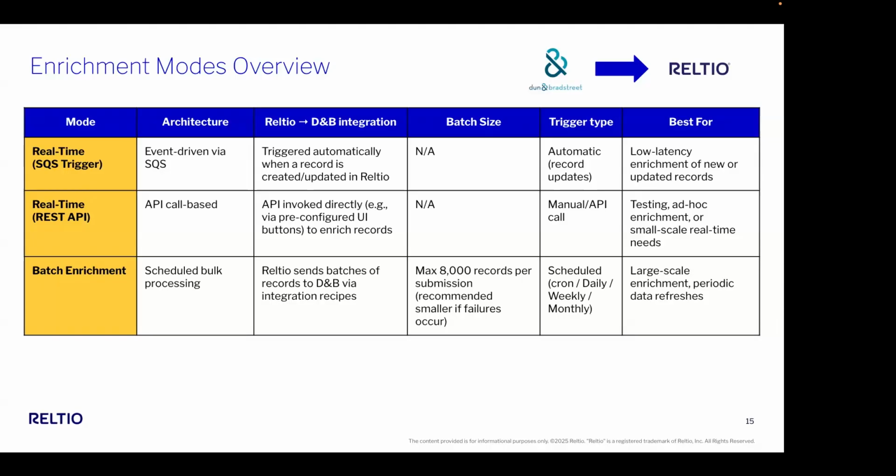And here we can speak to the batch sizes. The recommendation is a maximum of 8,000 records per submission, and ideally smaller if you end up encountering undue latencies. By the very nature of a batch, these can be scheduled at daily, weekly, or monthly frequencies. And again, the enhanced filtering and configurations that we offer help to decide which entities or profiles make it to the batch. So those are the additional features that help you constitute your records for batch enrichment. And again, this is best for large scale enrichment and periodic data refreshes.